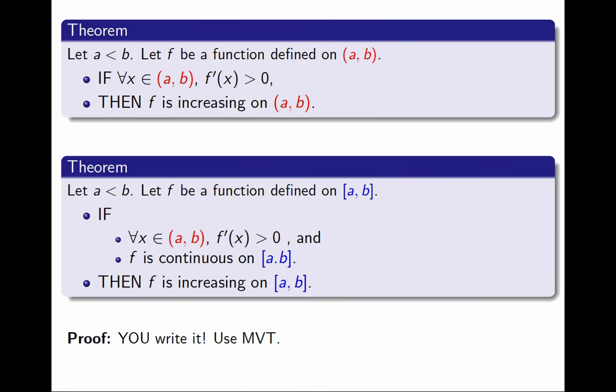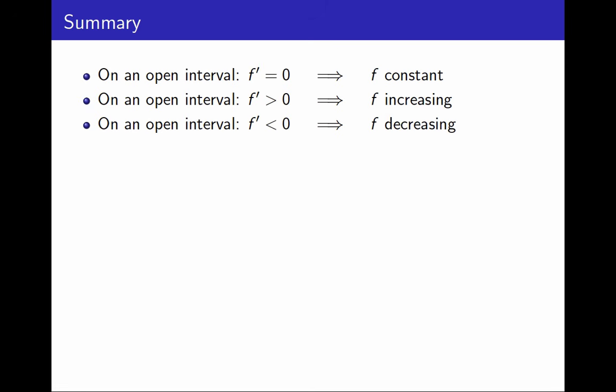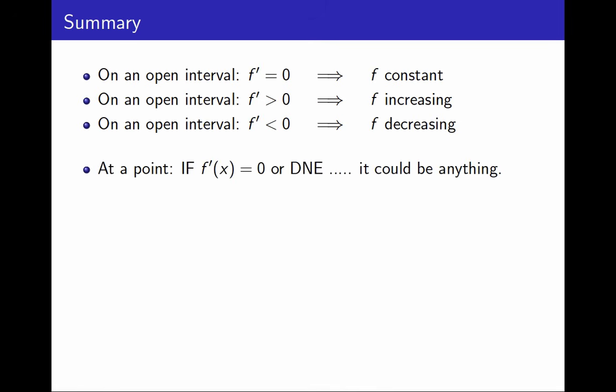So, after seeing the theorems and the proofs, here's a summary of what we know so far. On an open interval, if the derivative is 0, then the function must be constant. If the derivative is positive, then the function must be increasing, and if the derivative is negative, then the function must be decreasing. I haven't written the theorem for this last case, but it works exactly the same way as the other. But if I just have a point where the derivative is 0 or does not exist, then in principle it could be anything. It could be part of a bigger interval where the function is increasing, or we may have a local extremum at that point, or something else.